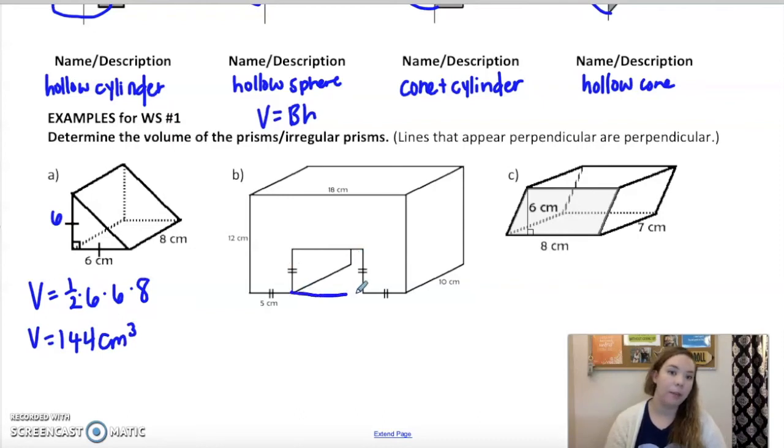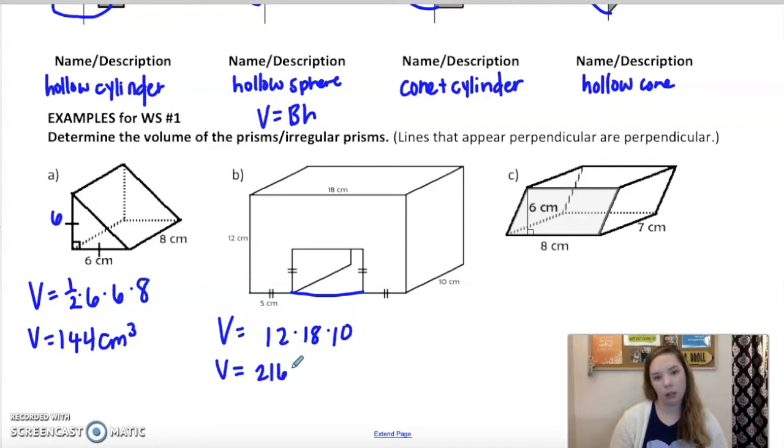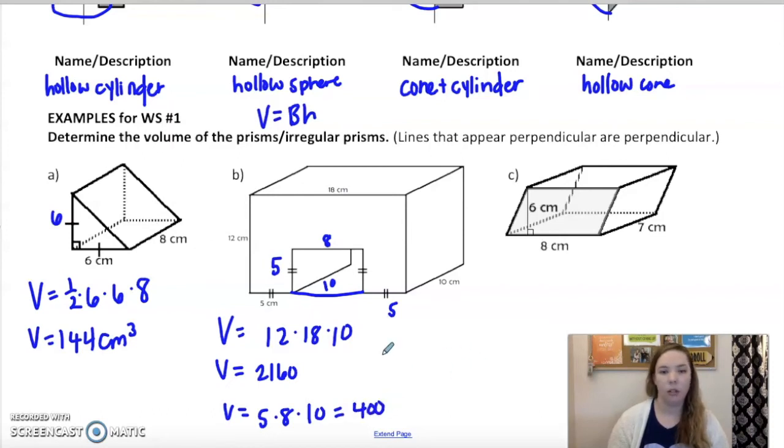Here, what I would do is I would find the volume of the whole cube, and then I would find the volume of the small cube and subtract. So let's start with the whole cube. I'd have 12 times 18 times 10, which is 2,160. And then for our little cube here, it looks like we have 5 by 10 by, if this is 5 and 5, then that would leave this as 8 if I subtract 10 from 18. So 5 times 8 times 10 is 400. So if I do 2,160 minus 400, I end up with 1760 cubic centimeters.